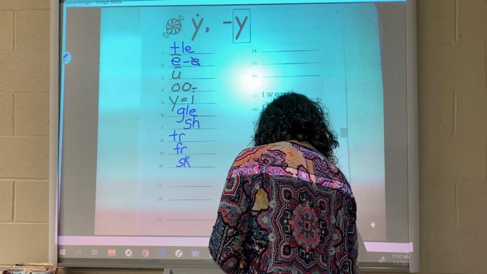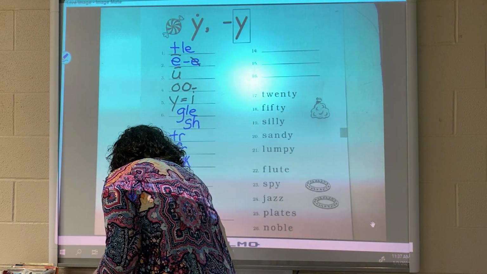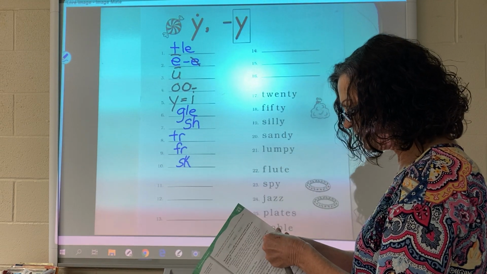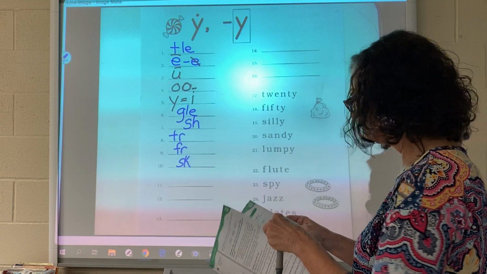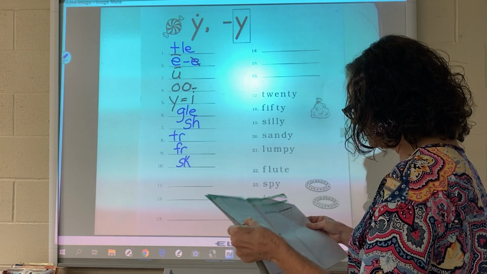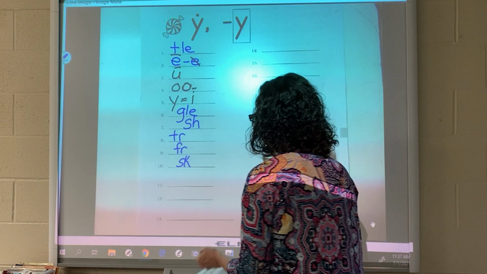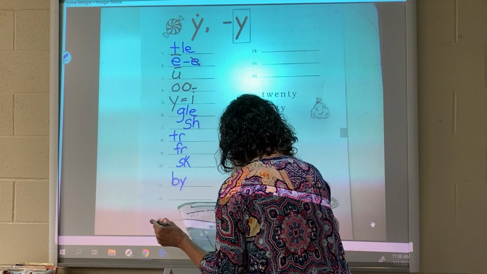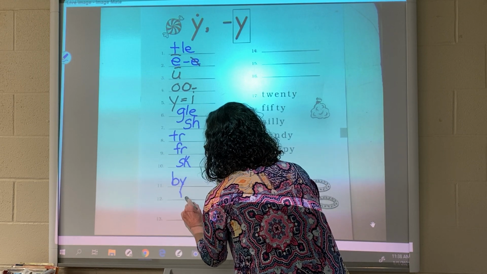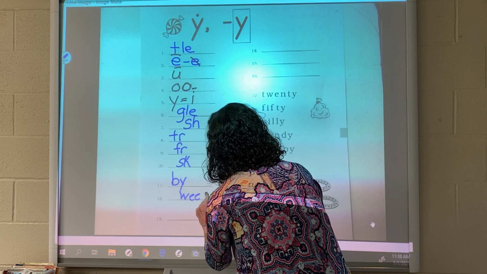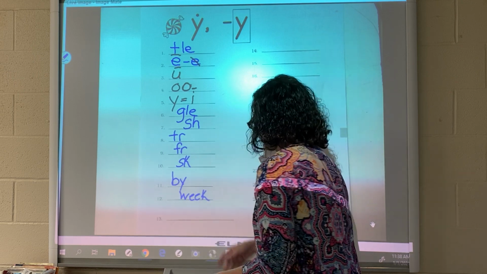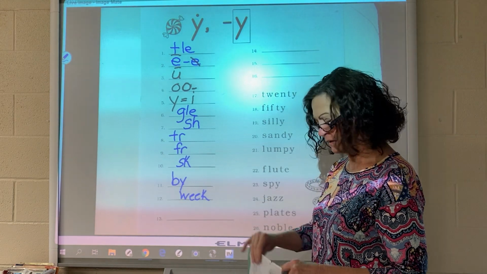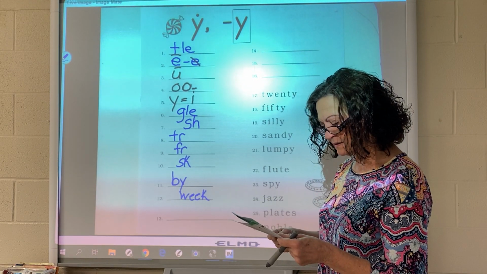The English language is a difficult language to learn all the rules for. All right, number 11, let's see if you all can read these while I'm writing them. We have the word by, and we have the word week. Okay, those are both sound out words.